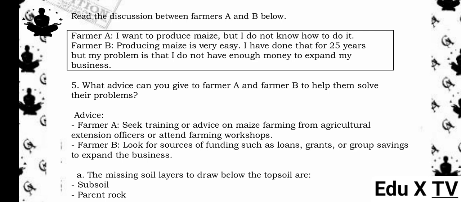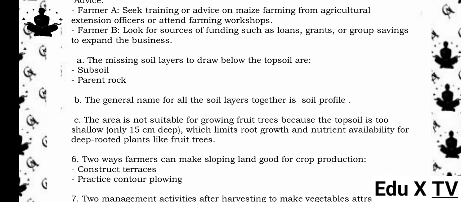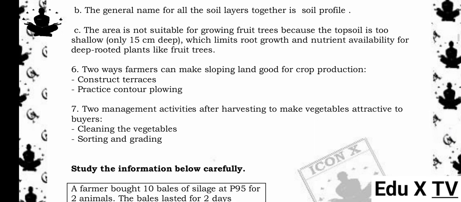Advice. Farmer A: seek training or advice on maize farming from agricultural extension officers or attend farming workshops. Farmer B: look for sources of funding such as loans, grants, or group savings to expand the business. A. The missing soil layers to draw below the topsoil are subsoil, parent rock. B. The general name for all the soil layers together is soil profile.